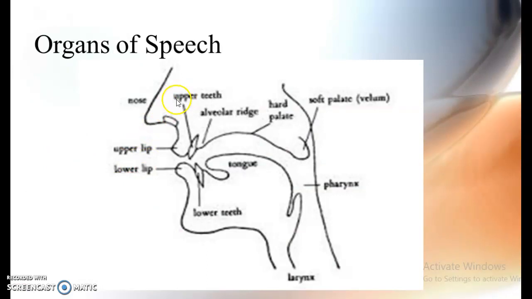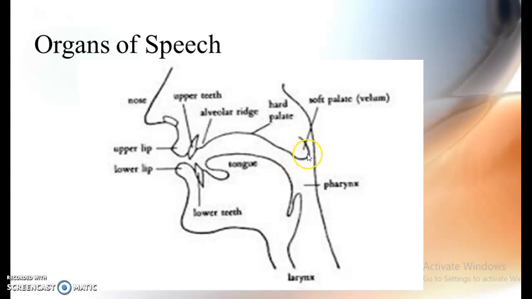Now in this picture you can see the lower lip and the upper lip. From there you have the upper teeth and the lower row of teeth. Immediately after that you have the alveolar ridge. From there, if you move slowly backwards, this is the hard palate region and this is the soft palate region. So when the soft palate comes down, what happens? The air from this place moves through the nasal cavity and passes through the nose, producing the nasal sounds.